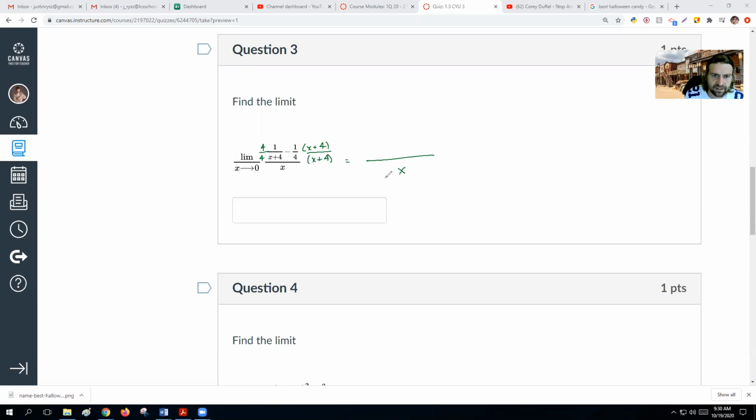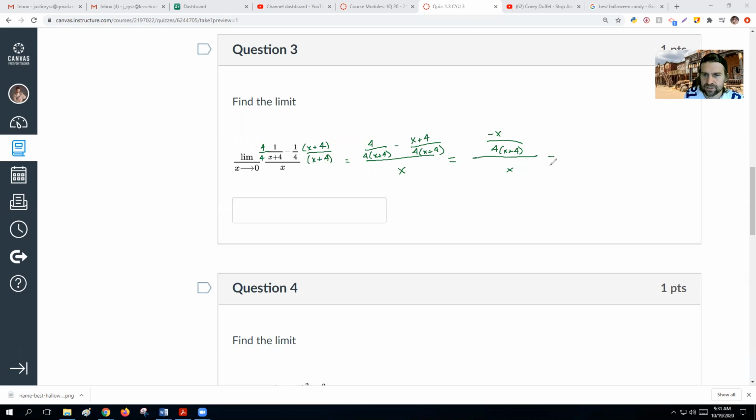So still just kind of leaving the x alone on the bottom here, I would have a 4 over 4 times x plus 4 minus x plus 4 over 4 times x plus 4. So we've got our common denominators, and now we can combine those. Leaving the denominator alone, what's 4 minus x plus 4? Well, that'd be 4, we'd have a negative x, and the 4 minus 4 would go away, so it's just a negative x.